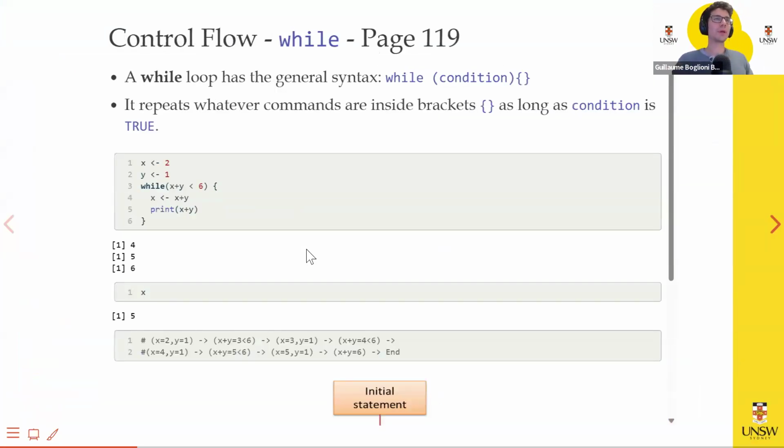Now we get to while. Maybe while is more useful in the sense that it's perhaps harder to replace with a syntax such as the one I've just presented. So anyway, let's present the while. The general syntax is simply while condition. So while the condition is true, do something. So it repeats whatever commands are inside the bracket as long as the condition is true. So let's present again a super simple example.